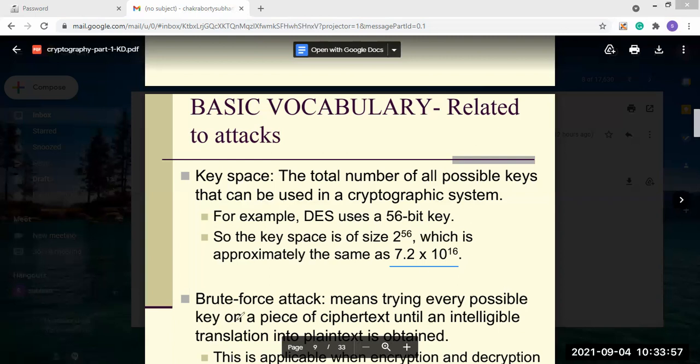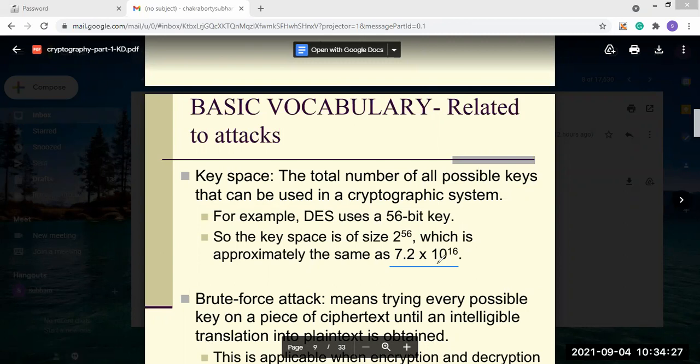That means if any attacker wants to break the DES encryption, he would have to try 7.2 x 10^16 keys, and among them one key will be the right one, and through that key the plain text can be obtained.